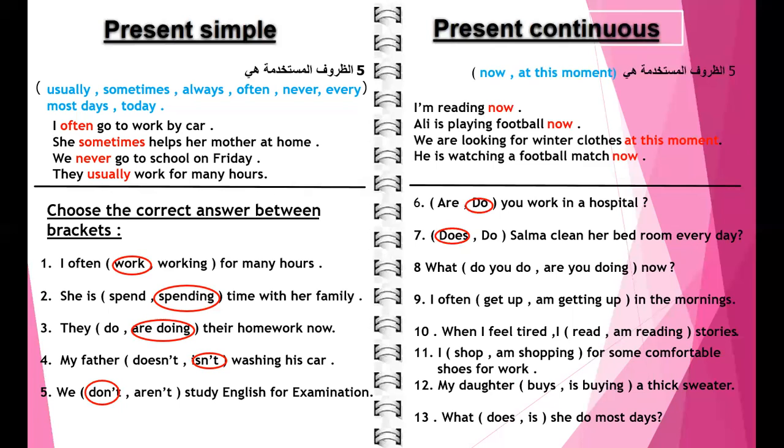8. What do you do or what are you doing now? بما أنه عندي الظرف now اللي يدل على المضارع المستمر إذا جوابي راح يكون what are you doing now? 9. I often get up or I'm getting up in the mornings. لاحظ وجود often من دلالات المضارع البسيط. إذا لا نستعمل فعل بنو ing. So the answer will be I often get up in the mornings.